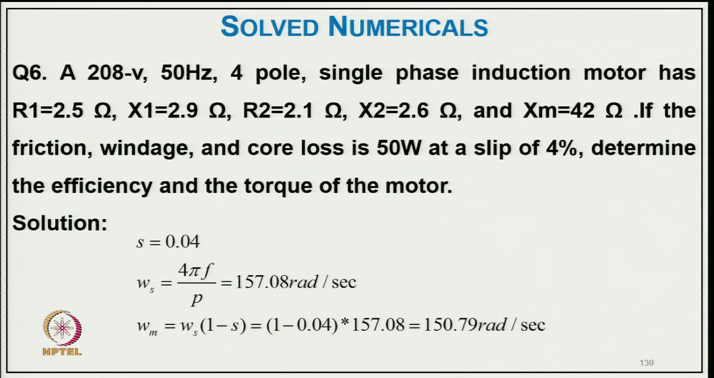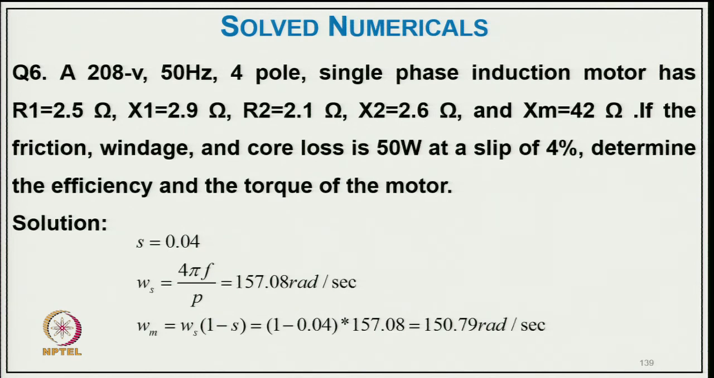Now, coming to example 6, a 20 watt, 50 hertz, 4 pole single phase induction motor has R1 equal to 2.5 ohm, X1 equal to 2.9, R2 equal to 2.1 ohm, X2 equal to 0.6, and XM equal to 14 ohm. If the friction, windage, and core loss is 50 watt at slip of 4%, determine the efficiency and torque.